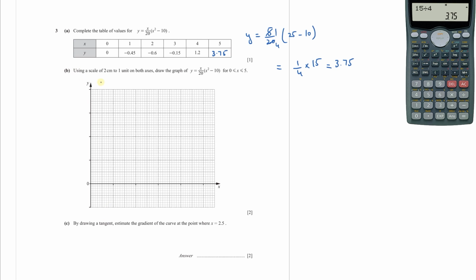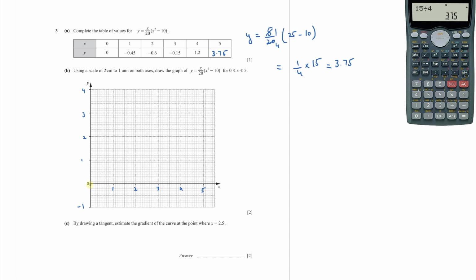Using a scale of 2 centimeters to 1 unit on both axes, draw the graph of the equation for values between 0 and 5. So you're given values between 0 and 5. So this is 1 centimeter and this is 2 centimeters. So you're already given these marks. So the values on the x-axis will be 1, 2, 3, 4, and 5. And similarly on the y-axis, you have 1, 2, 3, and 4, and this is -1.